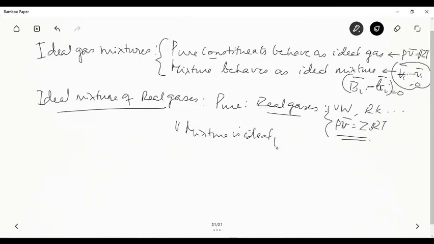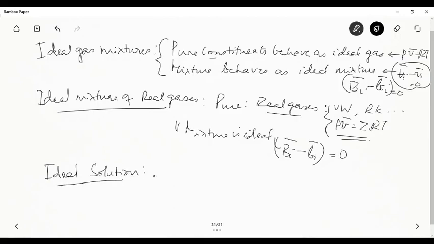So this is the second level of approximation, where individual substances behave like real gases, and the mixture behaves ideal, which basically means that v i bar, the partial molar property, is the same as the molar specific property. There is no change due to mixing in internal energy, enthalpy, entropy, whatever. So that is an ideal mixture of real gases. The third thing that we look at is an ideal solution, when the constituents are not gases, we call it a solution.